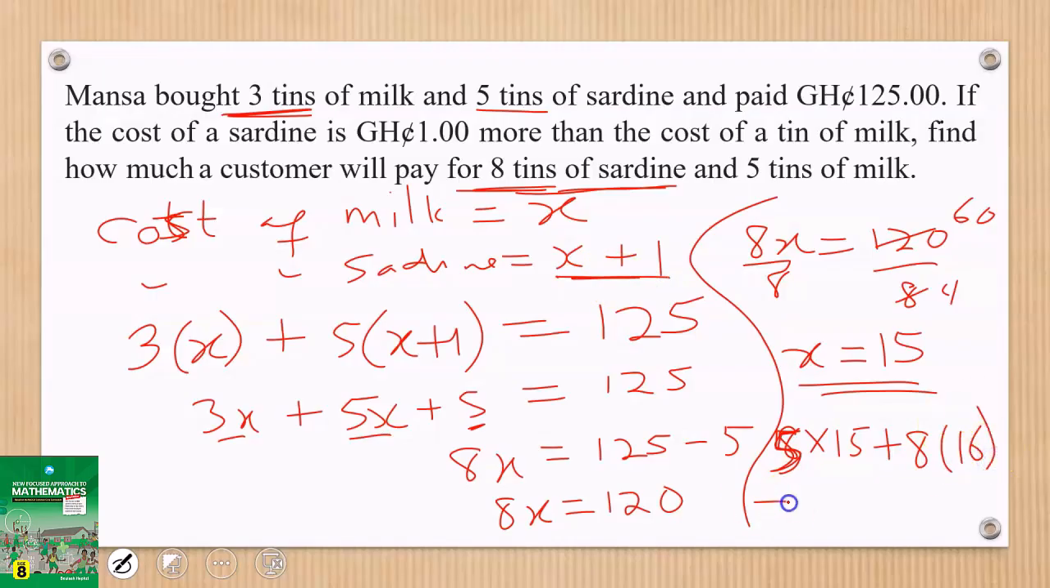So when you put all this together, that is 5 times 15 plus 8 times 16. Take your time and do it very well. You will end up getting 203 as the total cost of buying 8 tins of sardine and 5 tins of milk. Let's take another example.